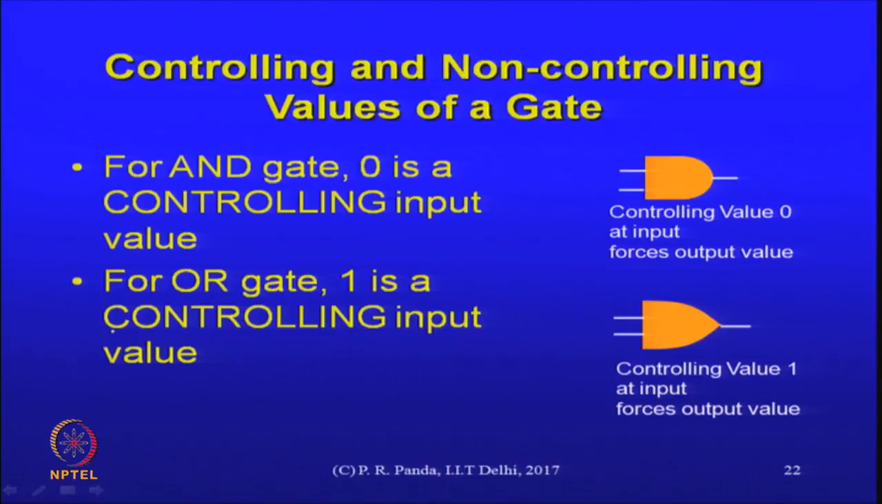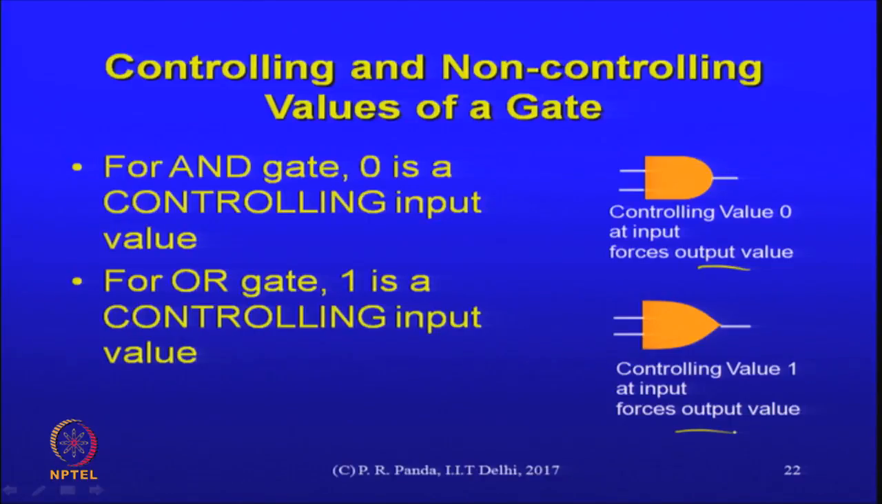Let us just define one more term: a controlled value and a controlling value. For an AND gate, we say that a 0 is a controlling input value. What does it mean? It is just that if that value is 0 on one of the inputs, then irrespective of what is there on the other inputs, you know the output. Similarly, for an OR gate, the 1 is a controlling value, because once you have 1 on one of the inputs, then you do not care about the others. The output is forced in both the cases. So, that is what it is.